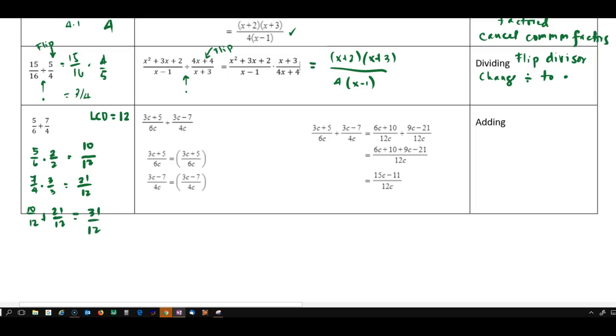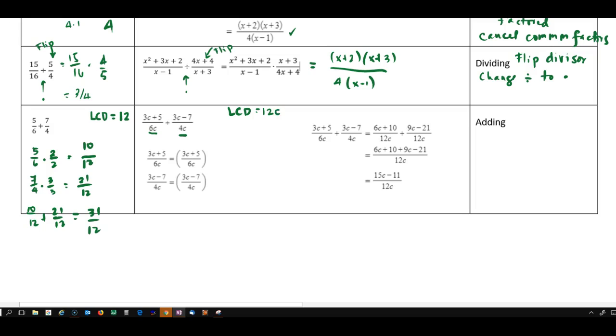It's similar with rational expressions. You get the LCD, first step. For the LCD of 6C and 4C, we've already seen that 6 and 4 have LCD 12, so this one will have a 12. There's a C here and a C there, so we must have that C also.